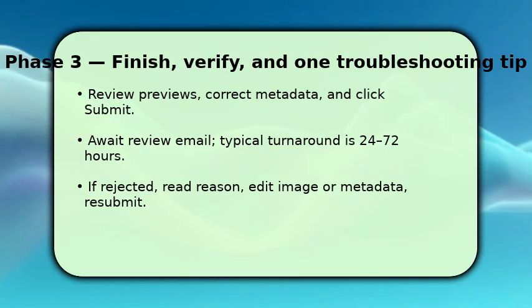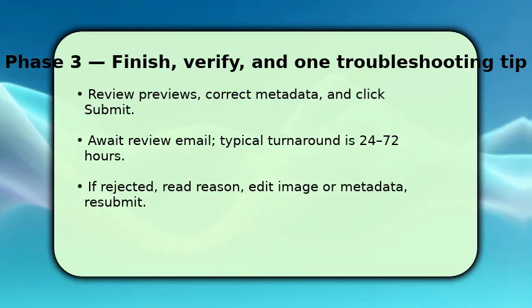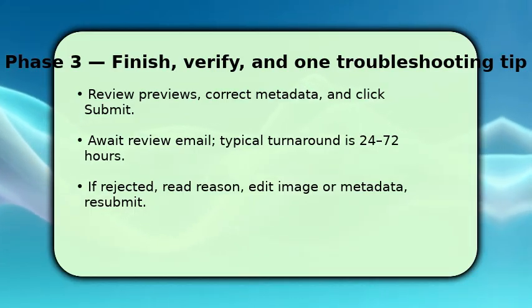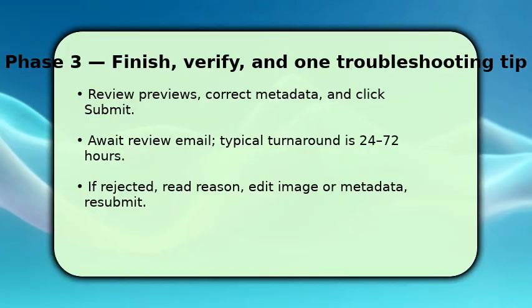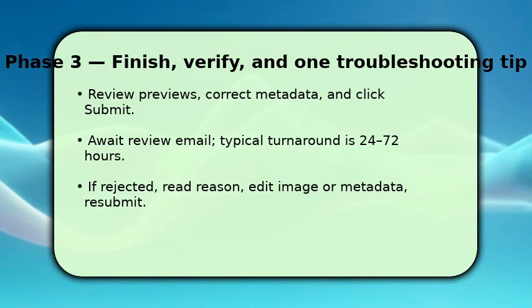You finish by reviewing previews and metadata one last time, then click Submit to send images into Shutterstock's review queue. Expect an email within 24 to 72 hours telling you which images were accepted or rejected. If everything passes, files go live and start earning.